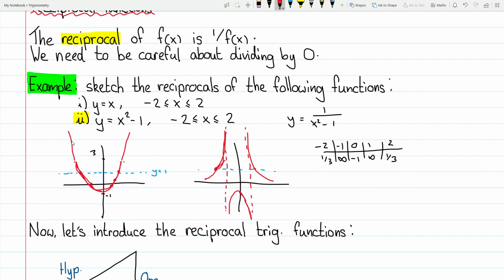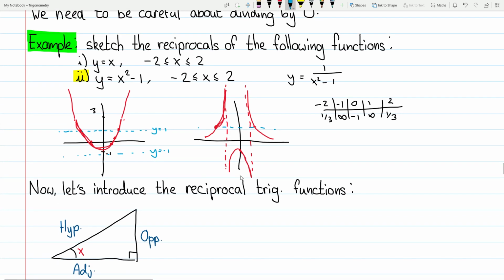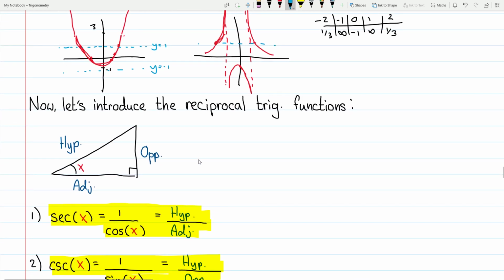So I hope that explanation and example gives you somewhat of an idea of how to sketch the reciprocal functions. You draw your lines y equals 1 and negative 1. And if you're dividing something in this region here, which is a very small number, then it's going to be outside. The closer it is to the x-axis, the larger it's going to be, because when you divide by a very small number, you get a very large number. And similarly, when you divide by something outside, 1 divided by this very large number gives you a very small number. And hence why you get this reciprocal graph here. So now let's introduce the reciprocal trig functions.